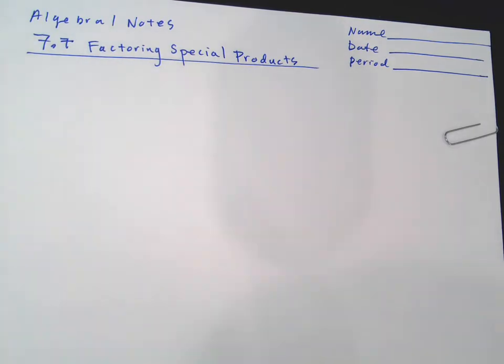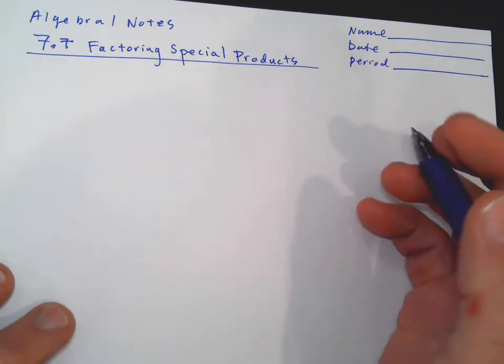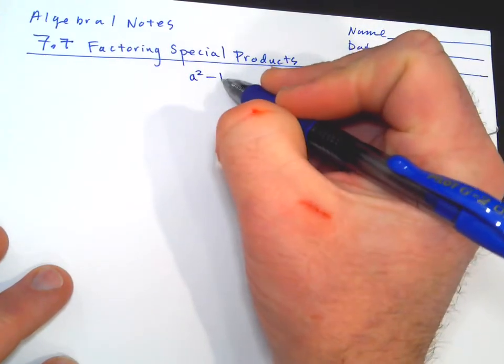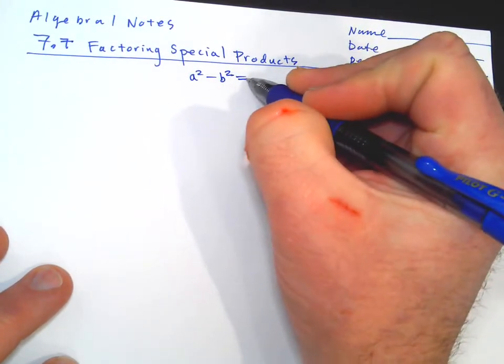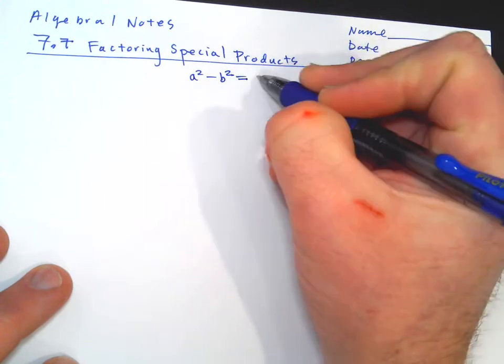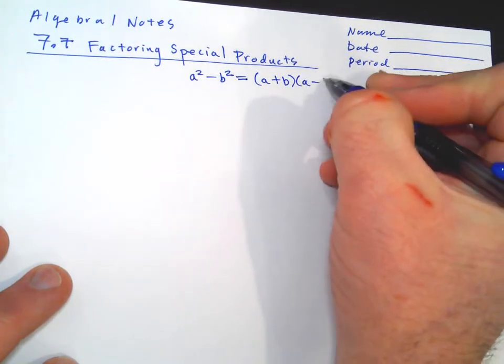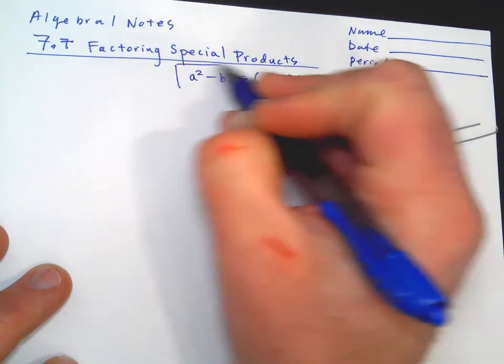Okay, so there's a few different patterns that we've actually used before that we're now factoring, which is kind of backwards from multiplying. So we learned how to multiply polynomials and special products, and now we're going to be using those same patterns backwards. So one of the patterns is a squared minus b squared, and this pattern came from a plus b, a minus b. So I don't know if you guys remember that, but this is one of the patterns.